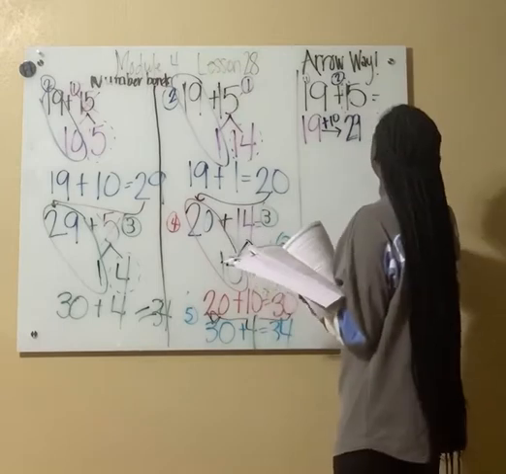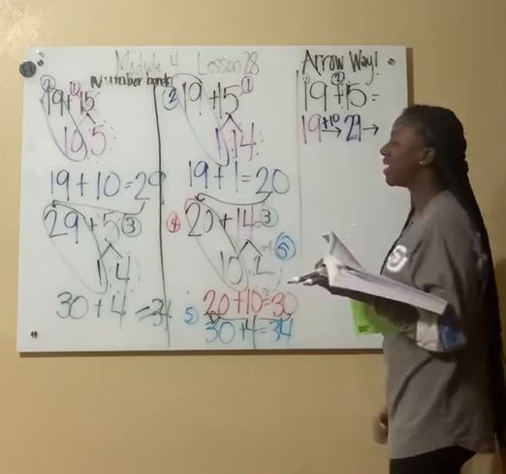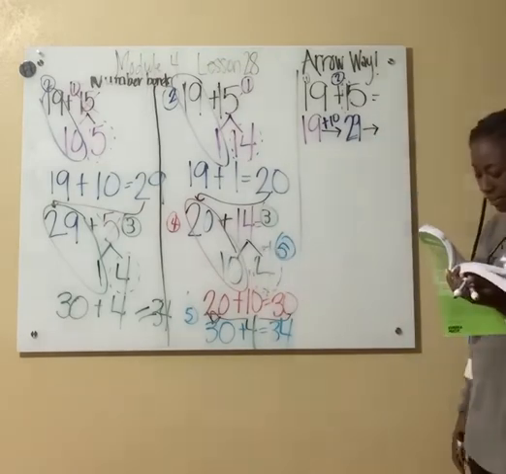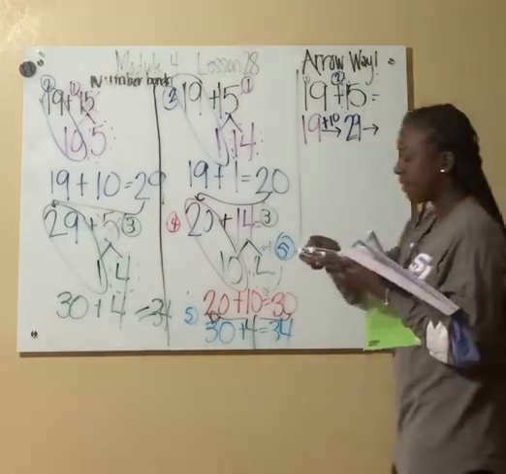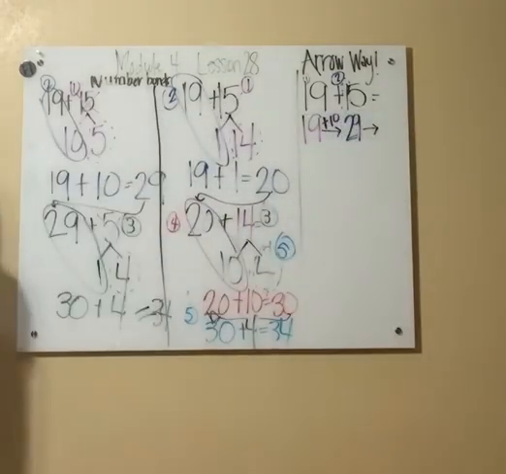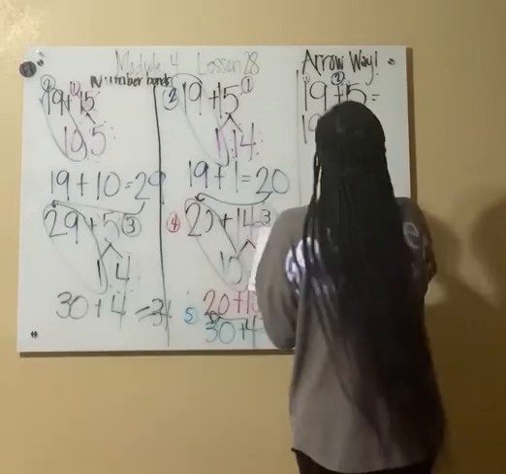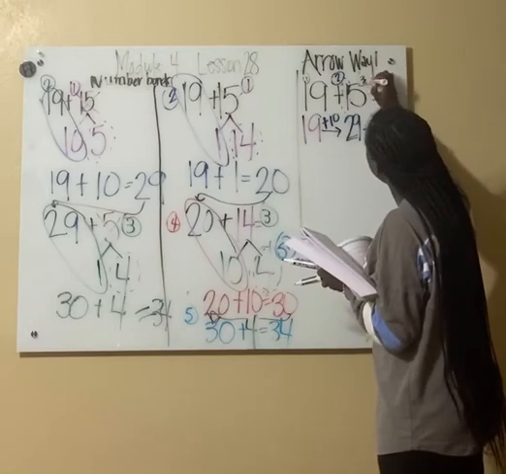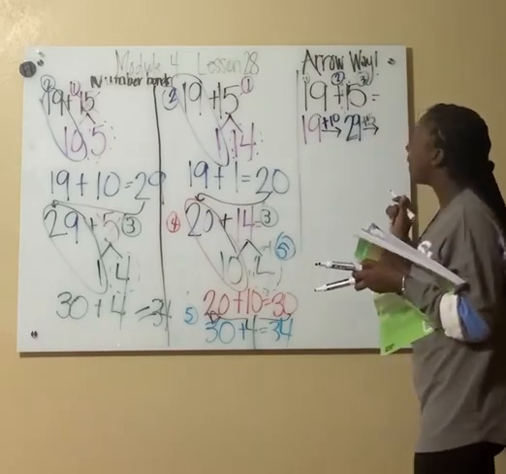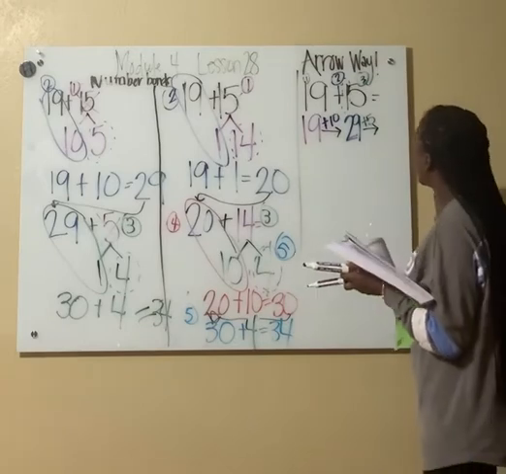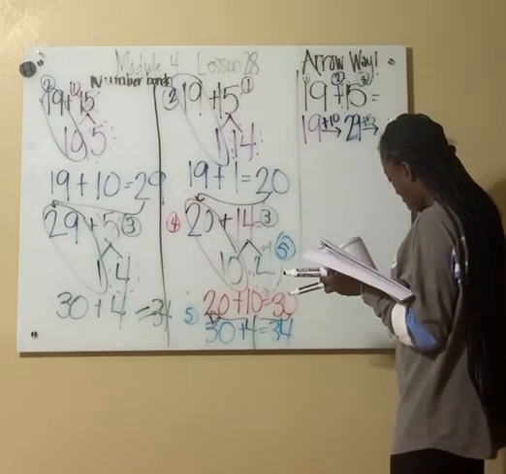Draw your other arrow because you're not done. All you did was take a 10. There's still something left. Now I have to add whatever is left over, which is my 5. That is your third step. Your third step is to take off this 5. So now I'm going to say plus 5. I know 29 plus 5 equals 34.